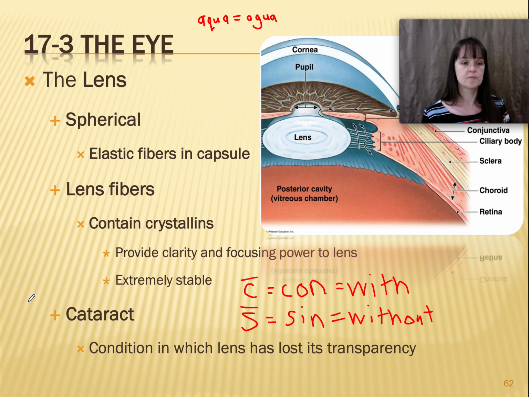Very similar, Romance language. Okay, so a cataract is a condition in which the lens has lost its transparency, where it becomes less see-through. And senile cataracts, of course, occur with age.